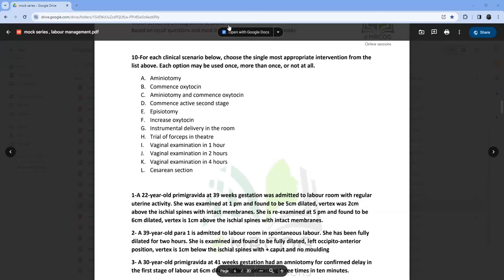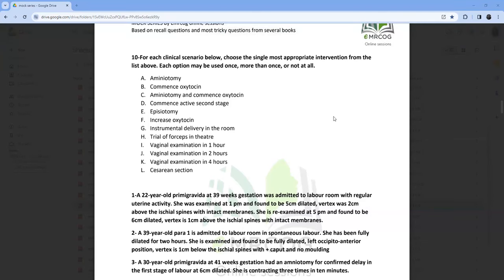Okay, so did you have your time reading? For number one in this EMQ, we have a 22-year-old primigravida at 39 weeks admitted to the labor room with regular uterine activity. She was examined at 1 p.m. and found to be 5 cm dilated, vertex 2 cm above the spine with intact membranes. She is re-examined at 5 p.m. and found to be 6 cm dilated, vertex now 1 cm above the spine with intact membranes. So, what are you going to do at the moment?